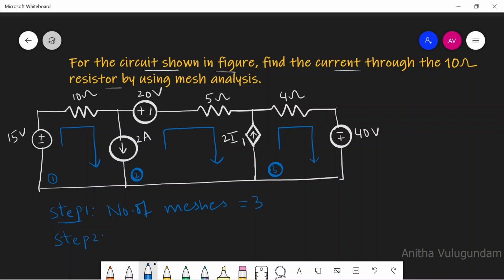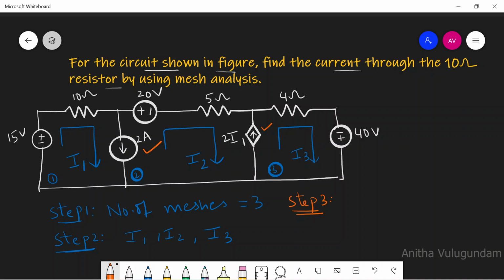Next, step 2 is to assign mesh currents. Let this be I1, let this be I2, this be I3. I1, I2 and I3 are the assigned currents in the meshes. And here you can see between two meshes we have a current source, so we can apply the super mesh analysis concept. Even here you can see a current source between mesh 2 and 3. This is a dependent current source. So from step 3 we'll apply the concept of super mesh analysis.